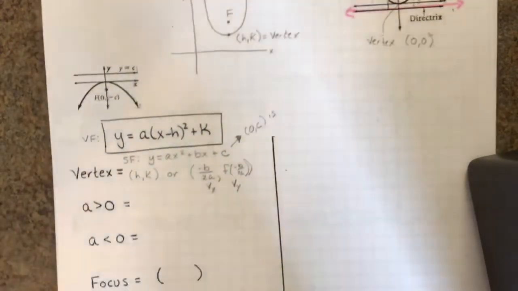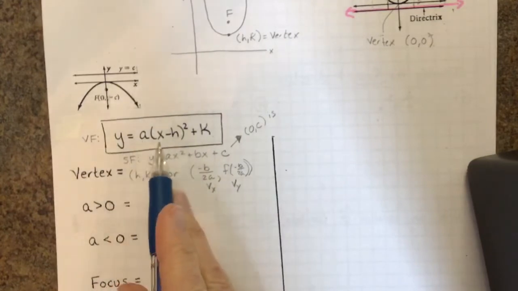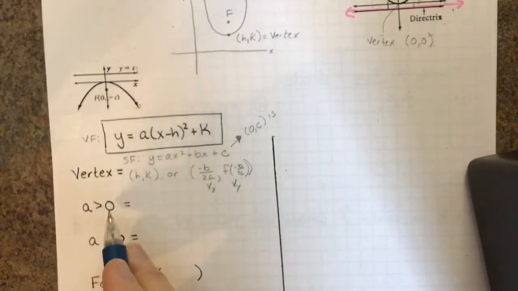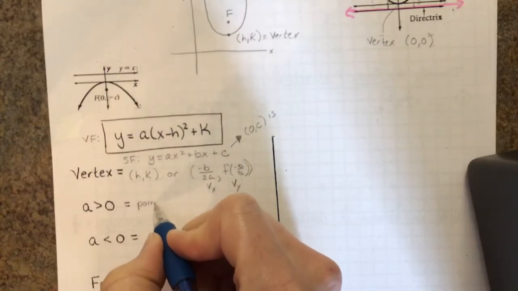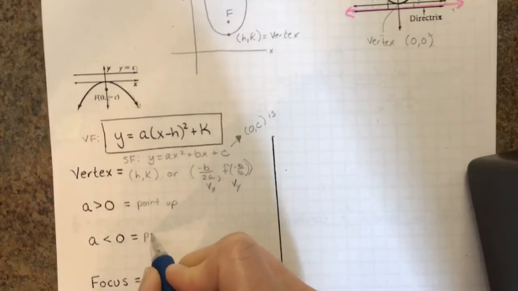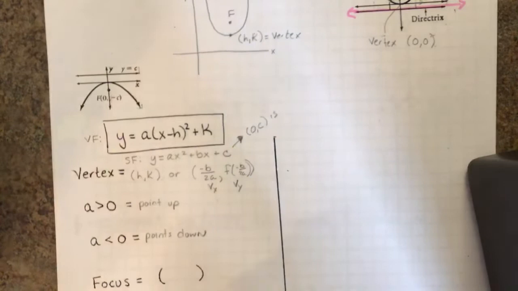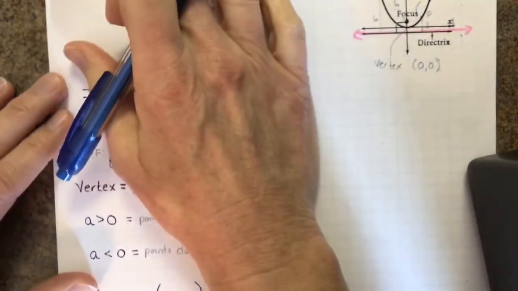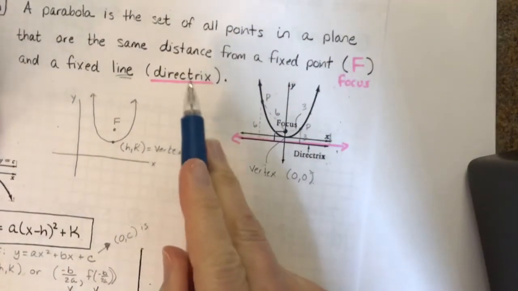Okay? All right. If you have an equation, y equals a parenthesis x minus h squared plus k, if the a number is greater than 0, meaning it's positive, the parabola is going to point up. Okay. If it's less than 0, you know that it points down. Okay. This right here is all review. Okay. The new part on these parabolas are going to be getting this focus point, getting this directrix line.